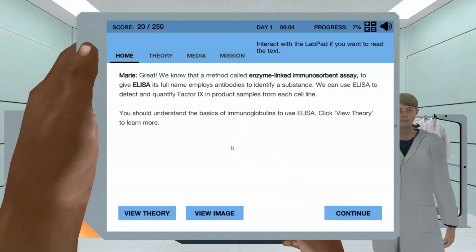Great. We know that a method called enzyme-linked immunosorbent assay, to give ELISA its full name, employs antibodies to identify a substance. We can use ELISA to detect and quantify factor IX in product samples from each cell line. You should understand the basics of immunoglobulins to use ELISA. Click View Theory to learn more.